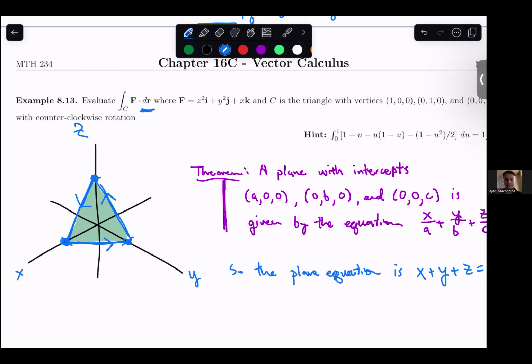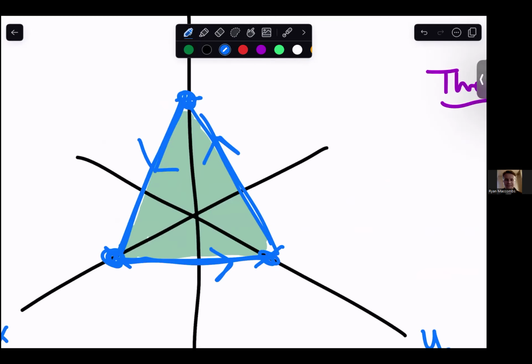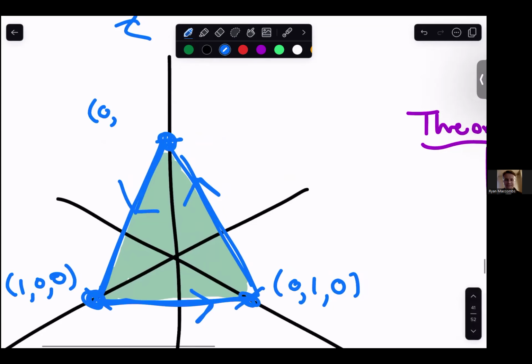However, if we were to decide to use Stokes' theorem, the natural surface that we would attach to this boundary curve would just be shading this in. And so we'd have this relatively flat surface, aka a plane. So we'd have this plane that contains the points (1, 0, 0), (0, 1, 0), and (0, 0, 1). So then the question becomes, how do I find the equation for the plane that has these 3 points?